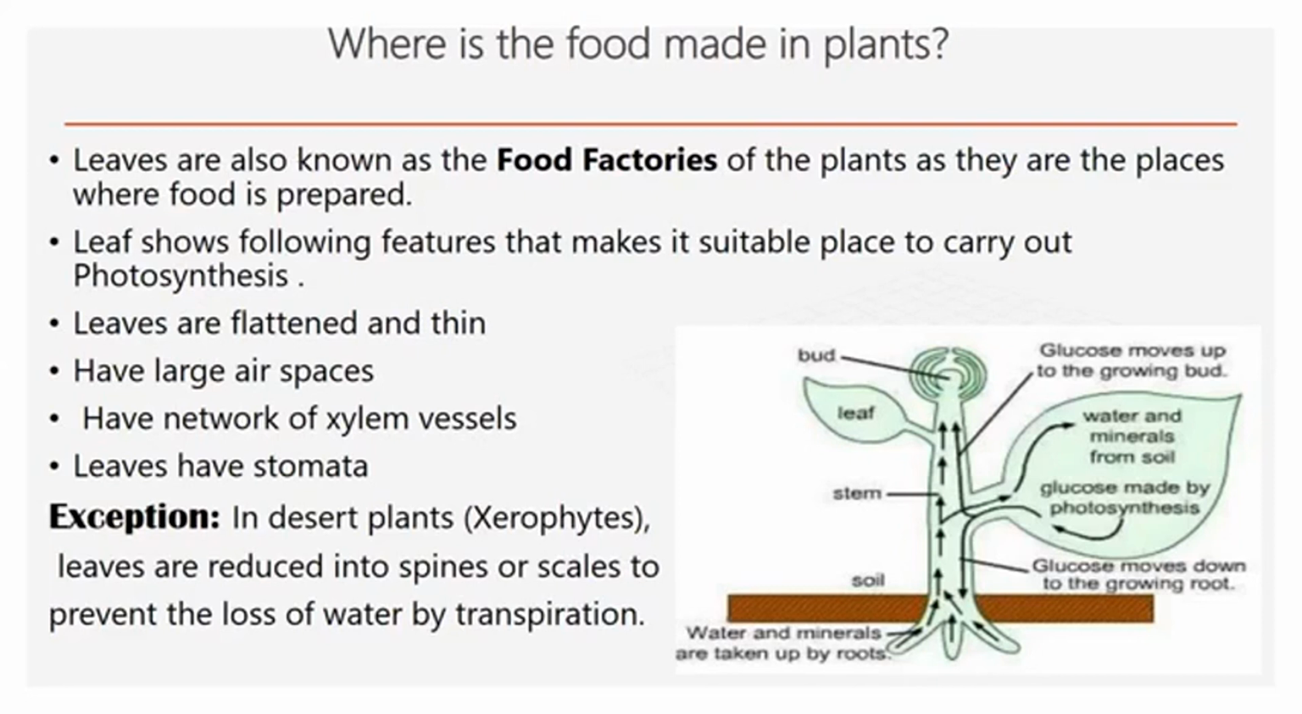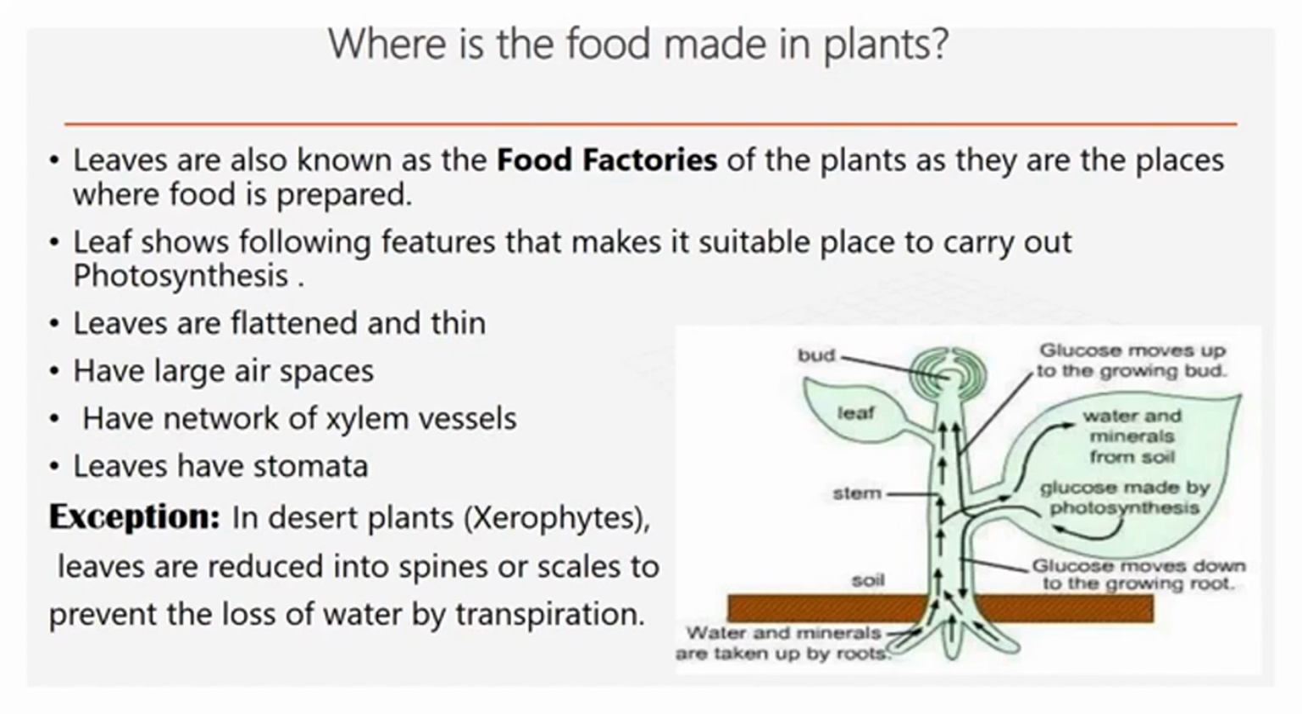They have large air spaces between the cells to allow carbon dioxide to enter. Leaves have a network of xylem vessels that run from the roots to the leaves to supply water and absorbed minerals to all the cells for the process of photosynthesis. Leaves have stomata through which carbon dioxide enters the leaves.